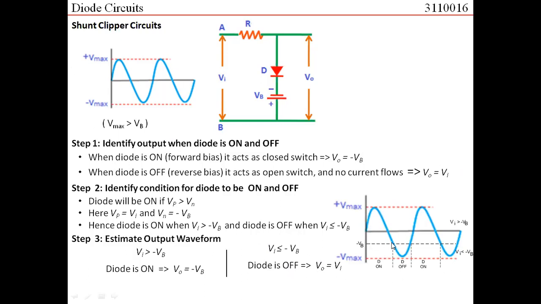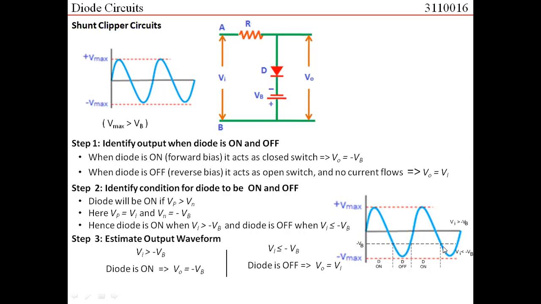I have drawn a line at minus VB because the polarity of the battery has been changed. This is minus VB. So I have a condition where this part of the input waveform is greater than minus VB, whereas this part of the input waveform is less than minus VB. We know that when the input is greater than minus VB, my output is frozen at minus VB. So during this portion, my output is frozen at minus VB. During this portion, the diode is off, and when the diode is off, the input voltage appears on the output side. So this portion of the input waveform should appear on the output side.